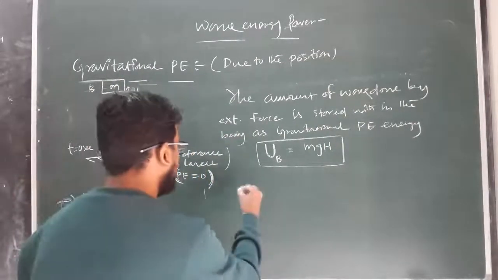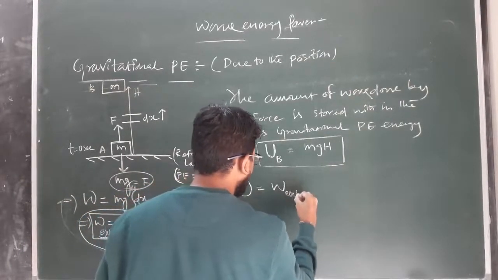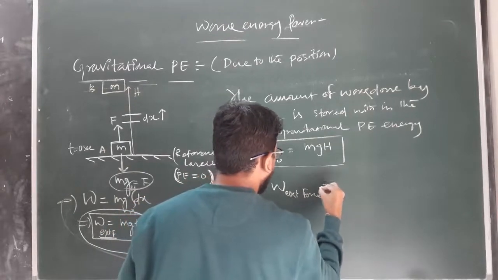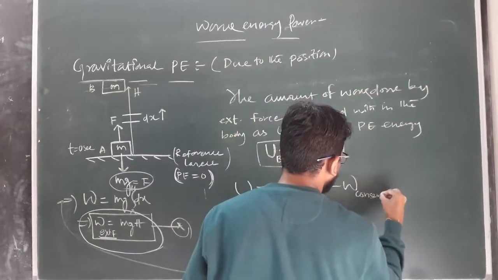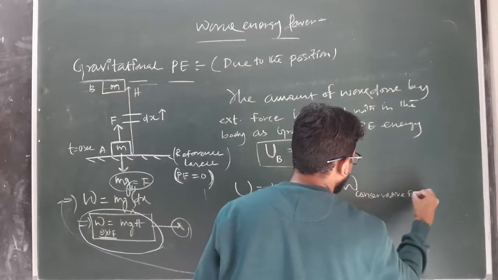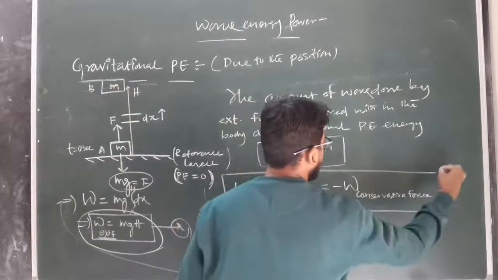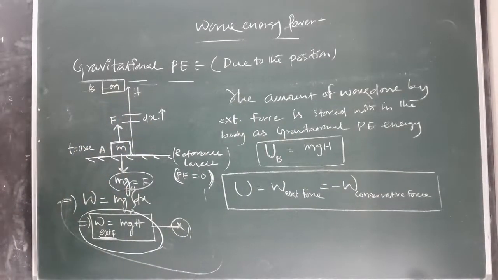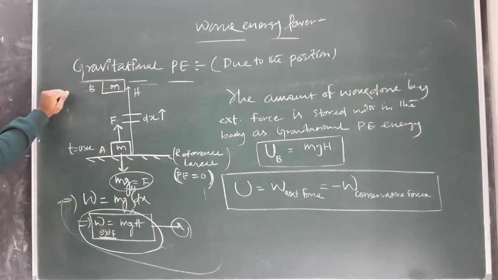So we can write potential energy U equal to work done by external force, or which is equal to negative of work done by conservative force. Okay. So potential energy can be defined as the work done by external force or negative of work done by conservative force. So at a height h from the ground, if ground is considered as the level of zero potential energy, the potential energy stored within the body at a height h will be how much? mgh. Okay.